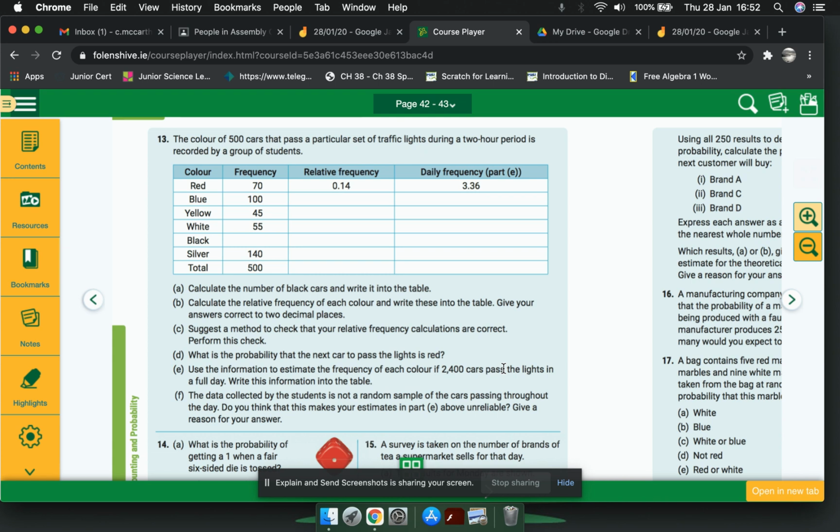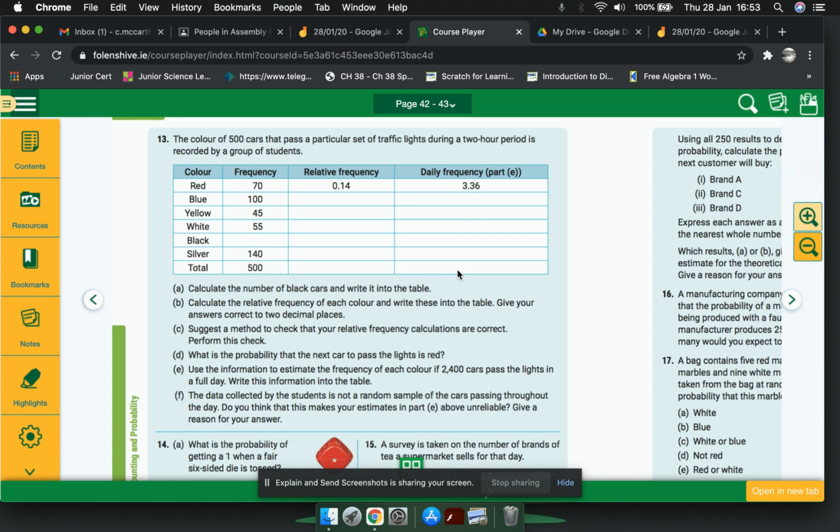So what you should have is 0.14, take your relative frequency, multiply that by 2,400, and you will get a value of 336. Now you will find here, actually, guys, there's a mistake in the book on this one. This should be 336. Scratch out 3.36. And then what you should find is all of these numbers should add to 2,400. So that is your work.